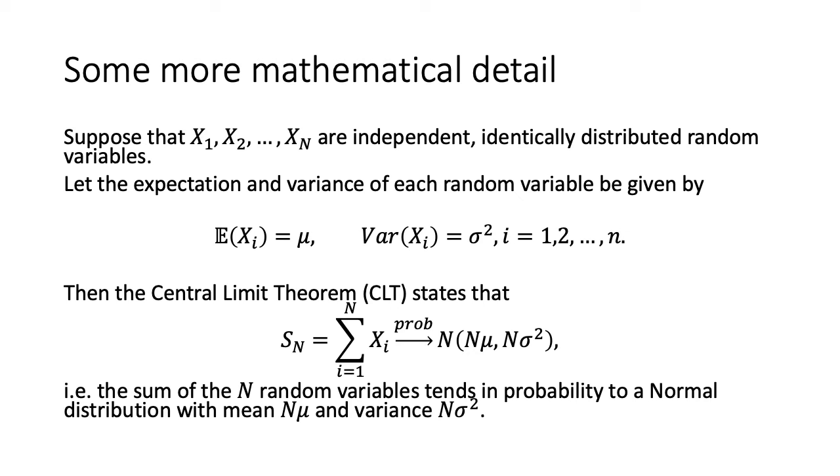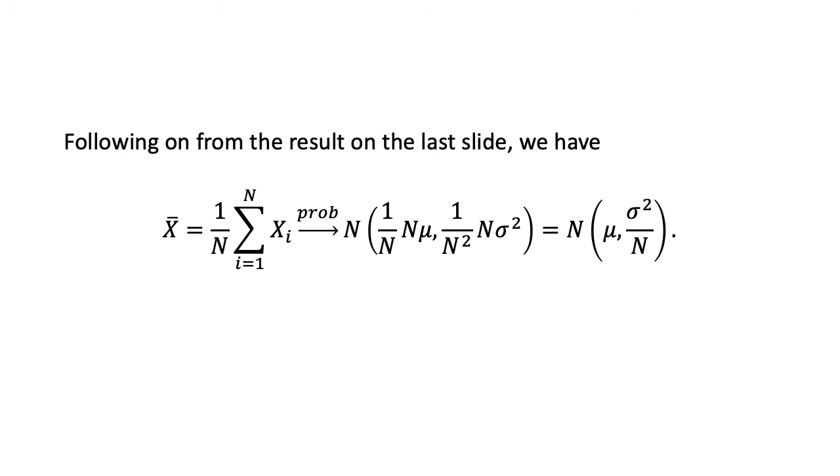Then the central limit theorem says if we add up all together n of those independent, identically distributed random variables, I'm going to call that Sn, the sum from 1 to n of those random variables, then that quantity tends in probability to a normal distribution where the mean of that normal distribution is n times mu and the variance is n times sigma squared. So that's for the sum of all of those variables.